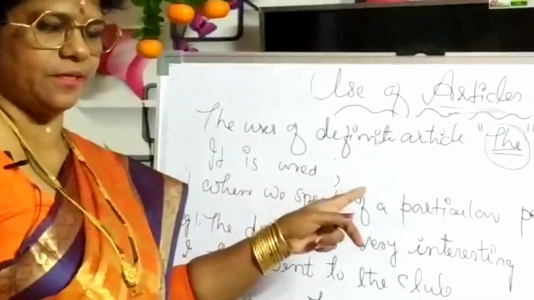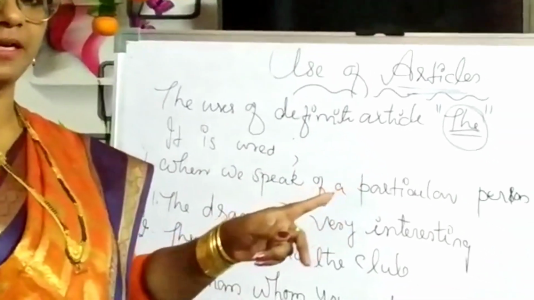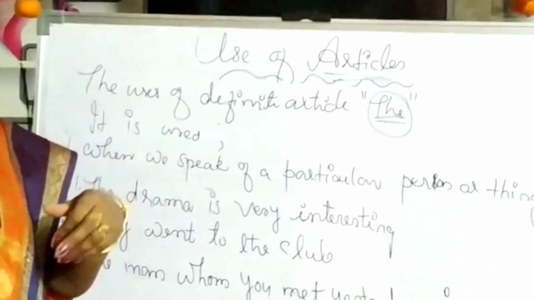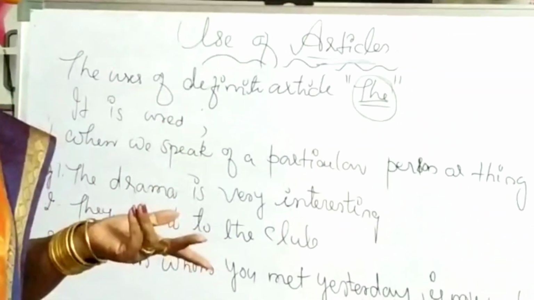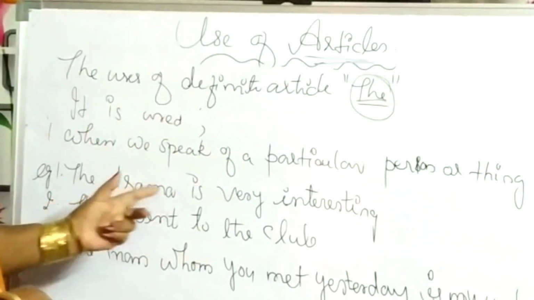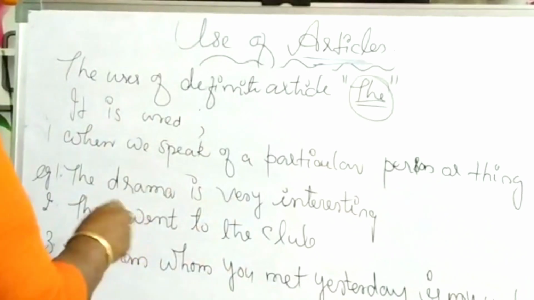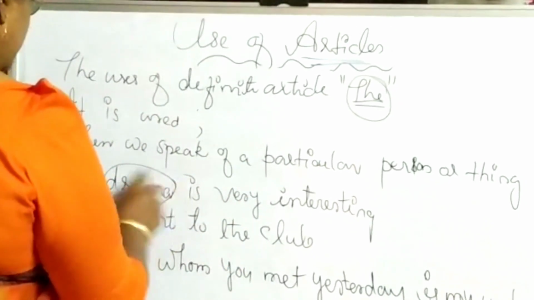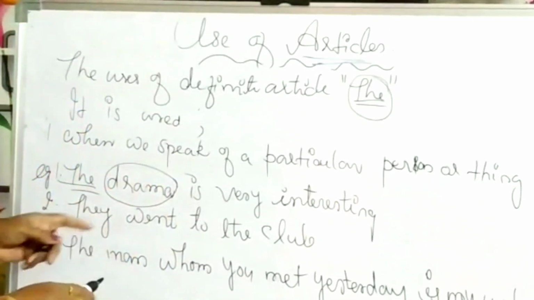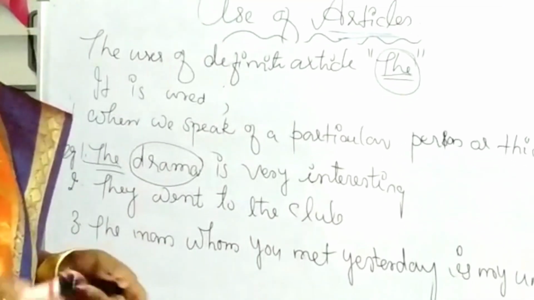Number one, it is used when we speak of a particular person or a particular thing, when we already referred to that. Example, the drama is very interesting. Here, we are particularly talking about this drama. They went to the club. A particular club it is talking about.